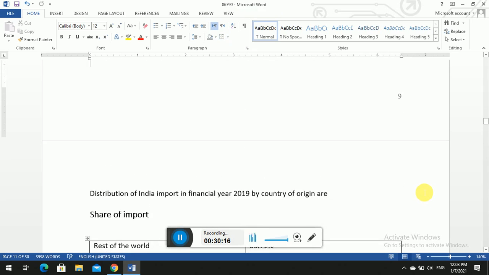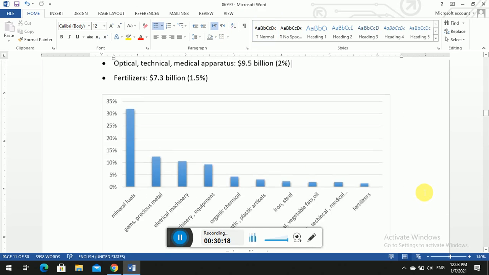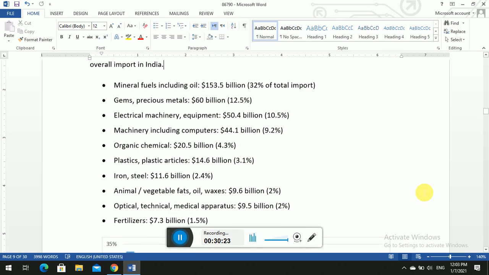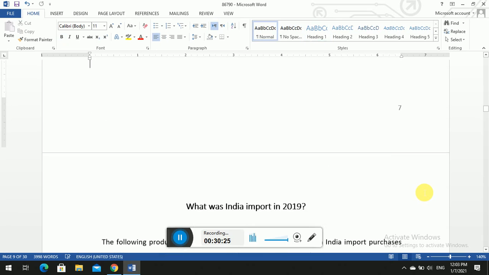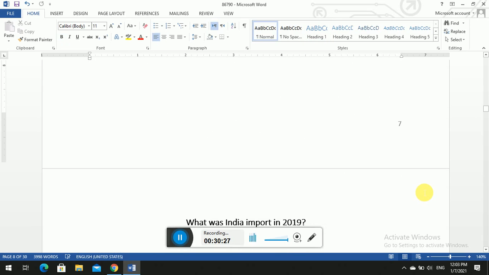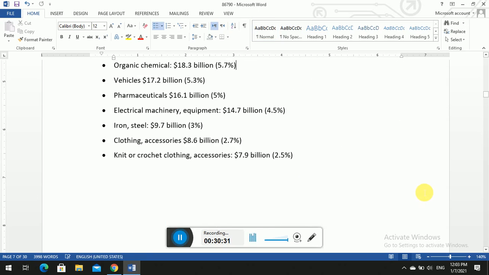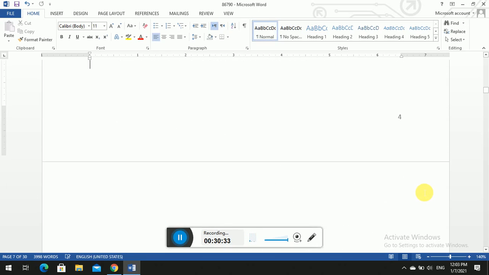So let me review what we have discussed today. In the next class we will talk about export and import of Pakistan. Then if we get time, we can talk about Bangladesh. Then we can compare it with our country as well. So what's happening in India?